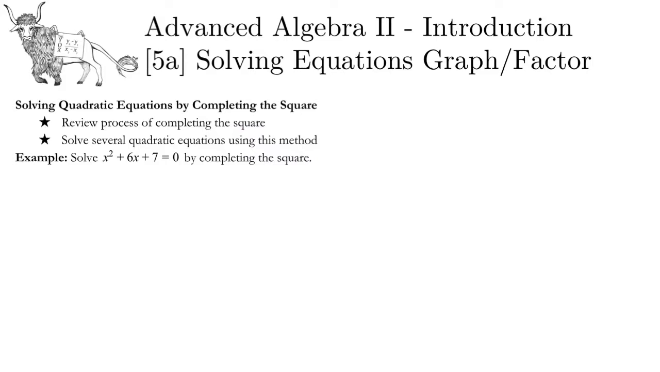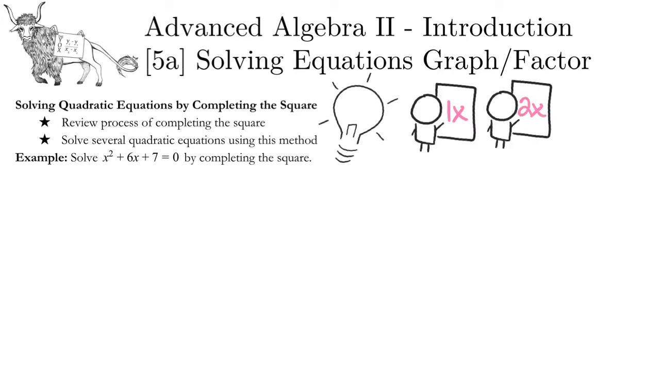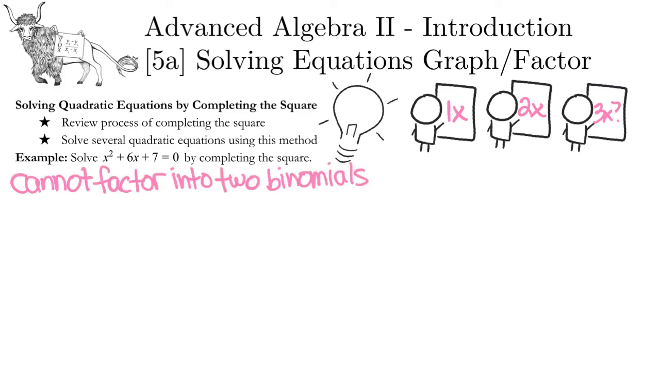And now we've arrived at solving quadratic equations by completing the square. Some students get it right away, but many students need to see it a few times before they get the hang of it. The example says to solve x squared plus 6x plus 7 equals 0 by completing the square. And we're using that method because you can't actually factor this into two binomials. Here's the process. And first we set up.